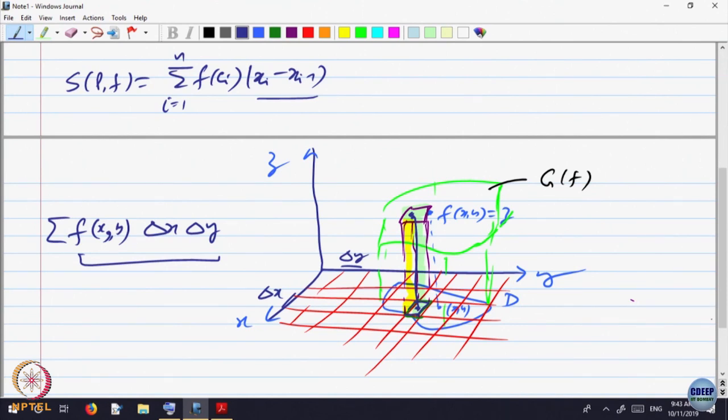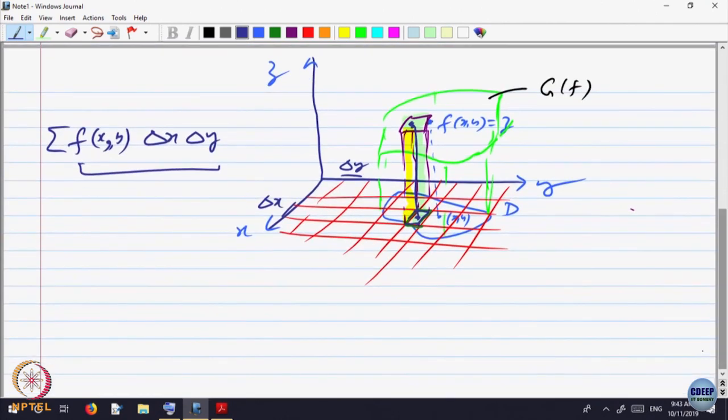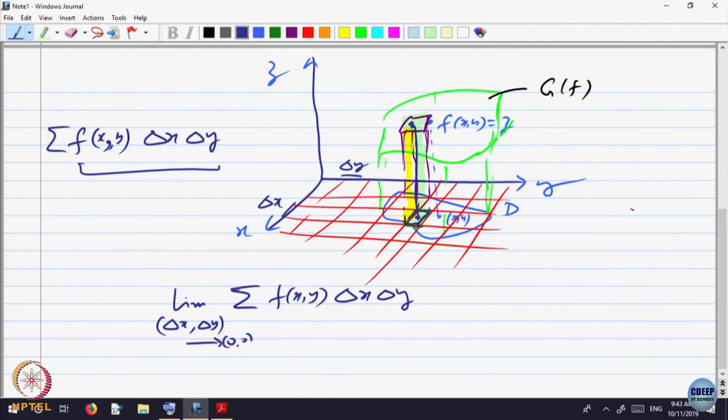volume. So what should be our definition of the volume? The limit of this summation of f(x,y) delta x delta y, and the limit as delta x, delta y goes to 0, 0. The length of the partition should become smaller and smaller. That means the length of the rectangle as well as the width of the rectangle should go to 0.